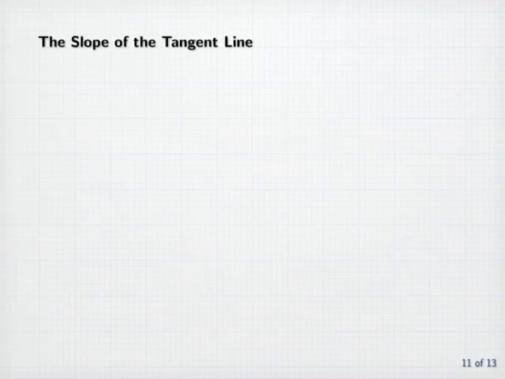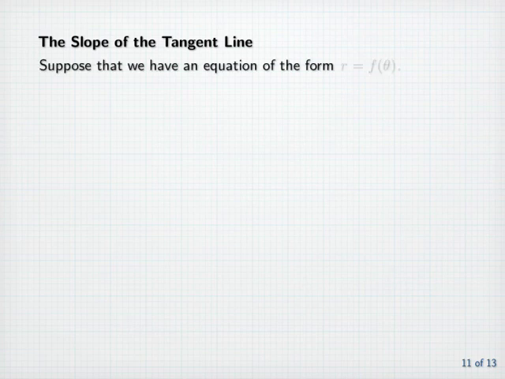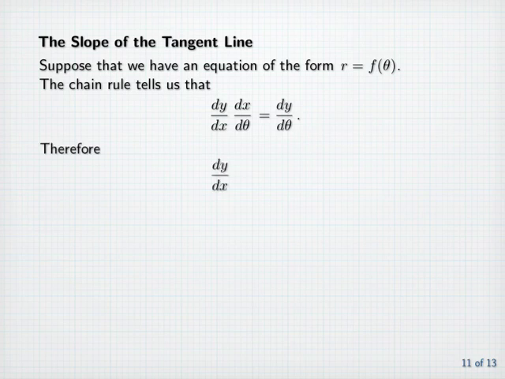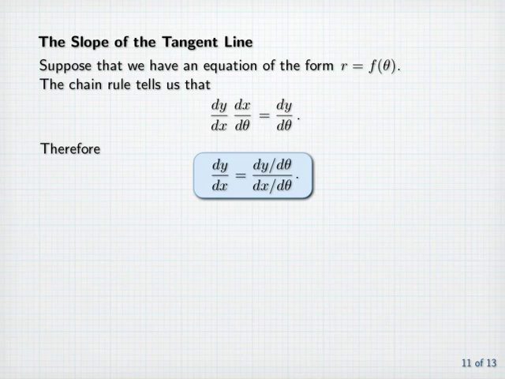The slope of the tangent line. Suppose that we have an equation of the form r equals f of theta. The chain rule tells us that the derivative of y with respect to x times the derivative of x with respect to theta will be equal to the derivative of y with respect to theta. Therefore, the derivative of y with respect to x is equal to the derivative of y with respect to theta divided by the derivative of x with respect to theta.